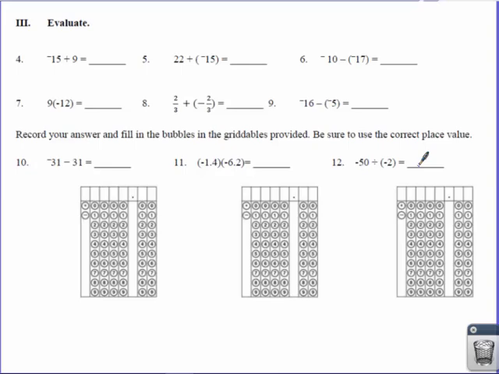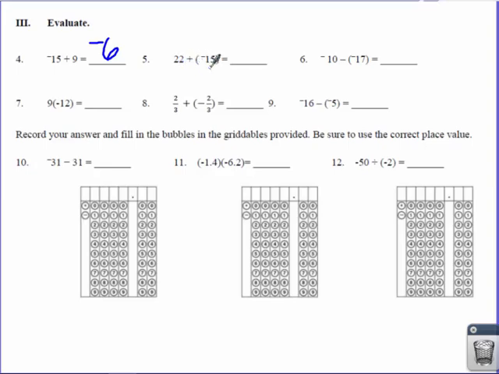So let's see what the answers to these questions are. Here I have a -15 plus 9. My signs are different, so I subtract those numbers. 15 take away 9 gives me 6. The 15 has the greater absolute value, so my answer is a -6.